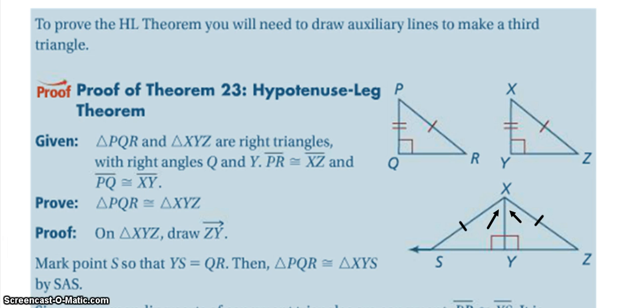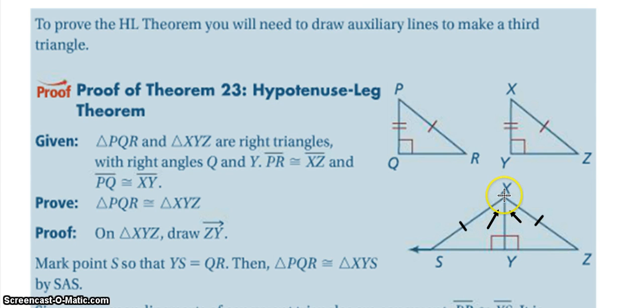So here's my proof of theorem 23. I have two right triangles here, and I have congruent legs, congruent hypotenuses, and I know they're right triangles, so I have that congruent angle. Now essentially what I'm doing is taking PQR and flipping it around. So think of R as going to S now, because I can put these two congruent legs against each other, and we know that this will be congruent to itself by the reflexive property.